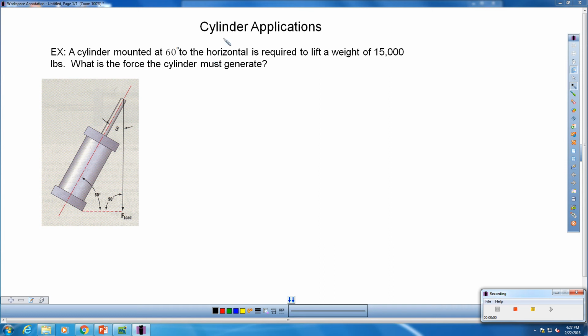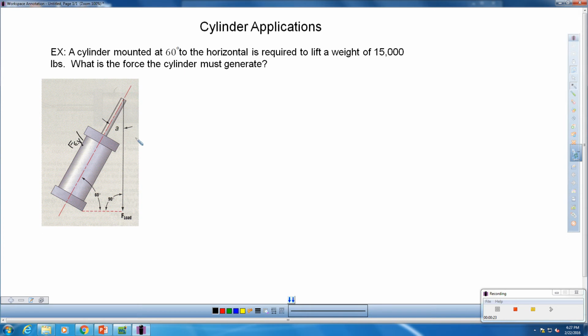We're going to do a basic cylinder application here. We have a cylinder mounted at 60 degrees from the horizontal, and it's required to lift a load of 15,000 pounds. We want to find what's the force the cylinder needs to generate. So this is the force of our cylinder over here.